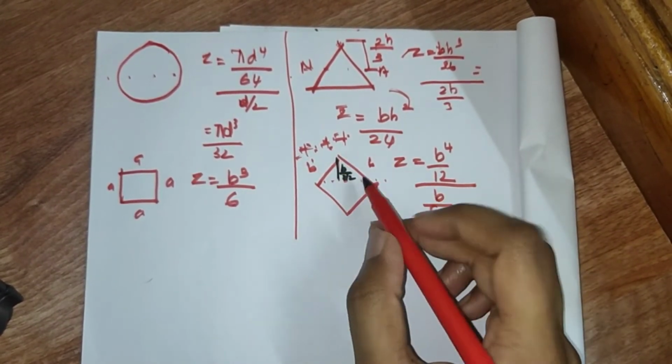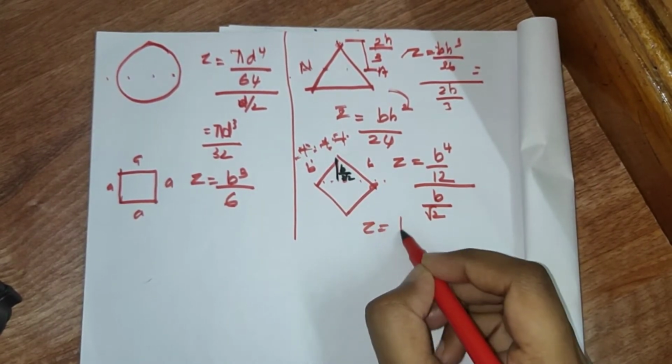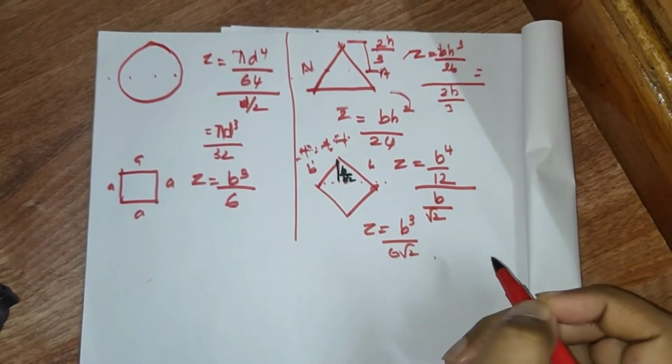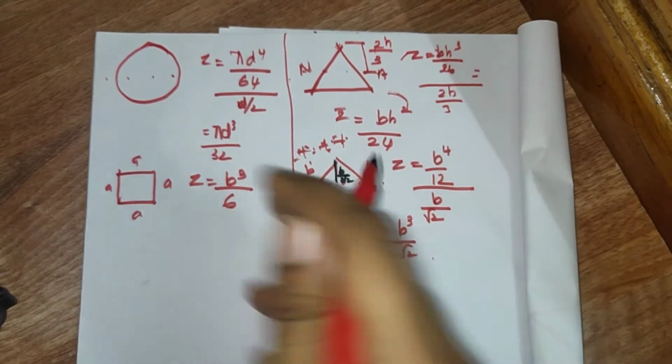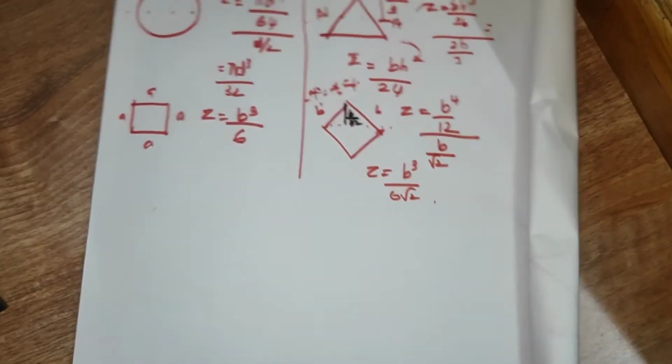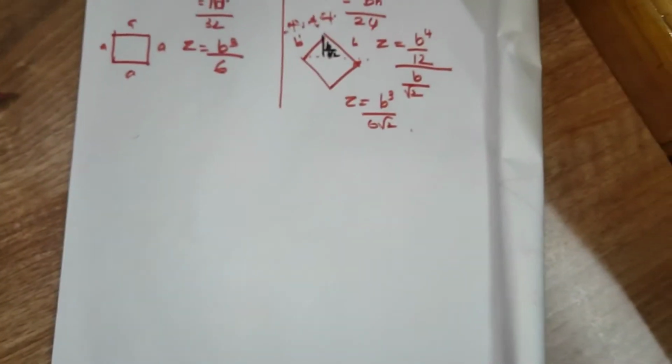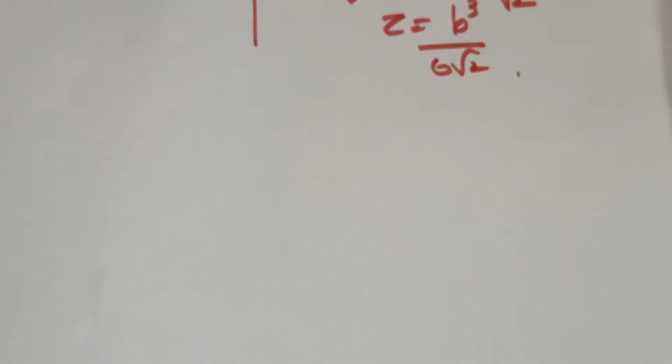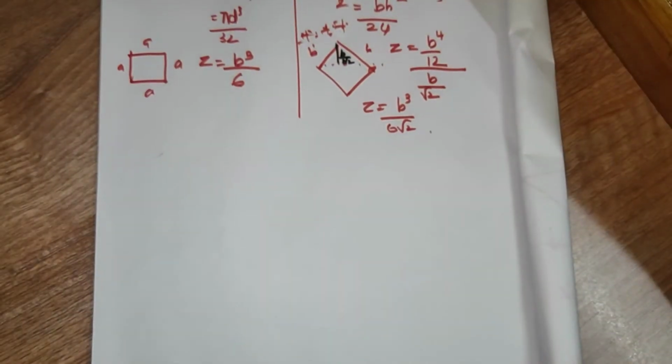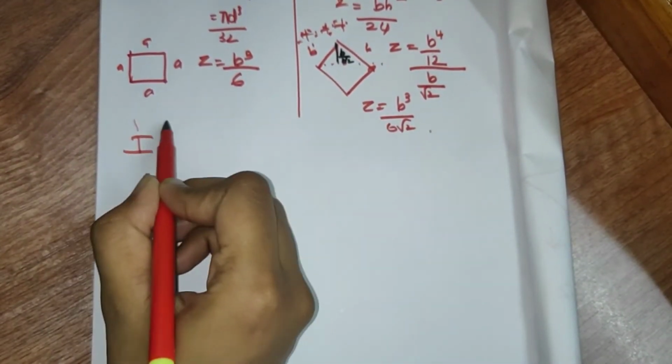b by root 2. So this is y max. So we get the Z as b cube divided by 6 root 2. Okay, so we can just conclude all sections with the different moments of inertia, so that it will be easy for solving. So we can find them first.